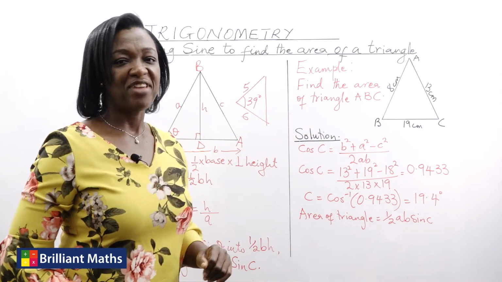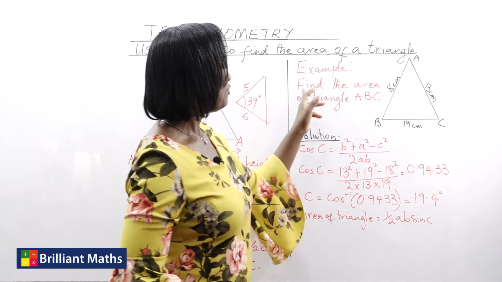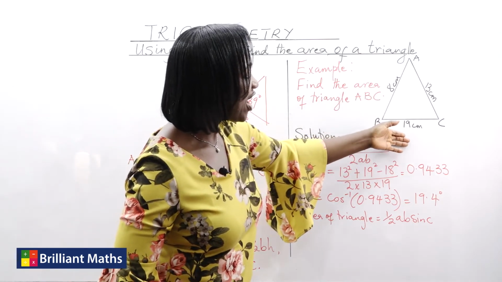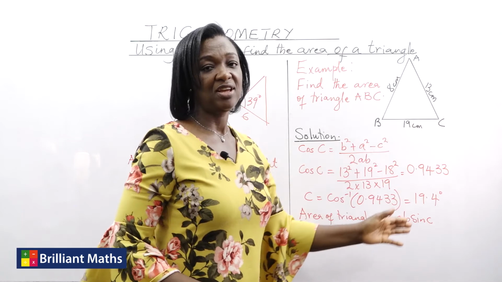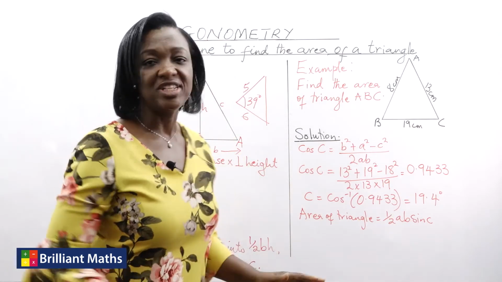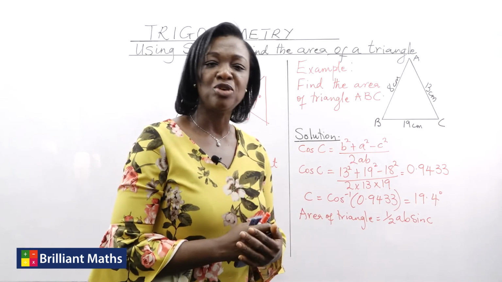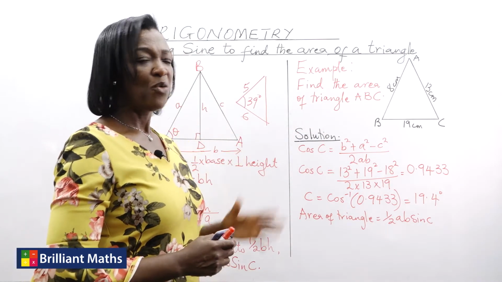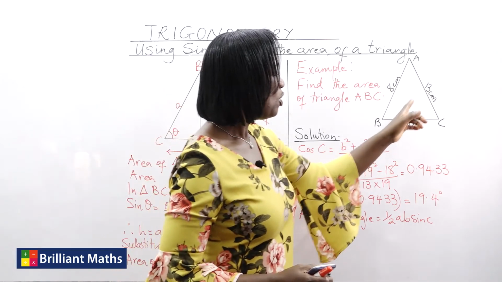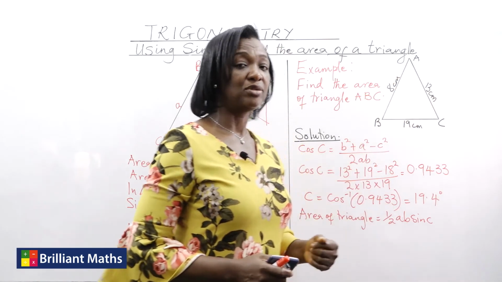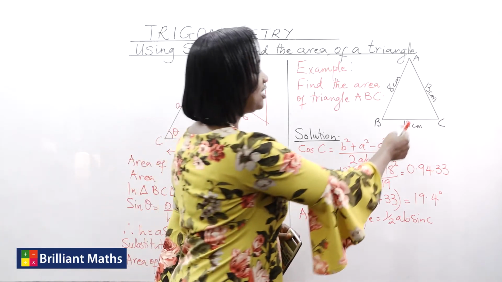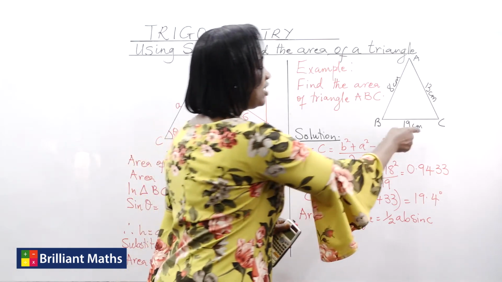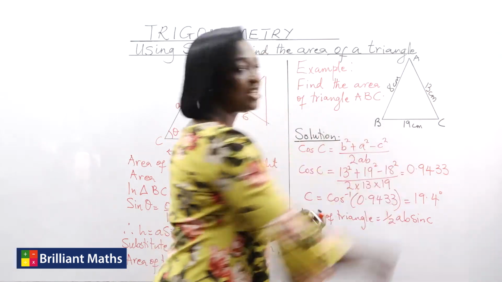In the example we have here, it says find the area of triangle ABC. Triangle ABC is a triangle and we've been given the three sides without an angle and we don't have the height. So we cannot use half base times height. But there's something we can do. We know that if we use the cosine rule, where we have three sides, we can find an angle. So I'd like to find angle C so that I can use 19 centimeters and 13 centimeters and the angle I get at C.